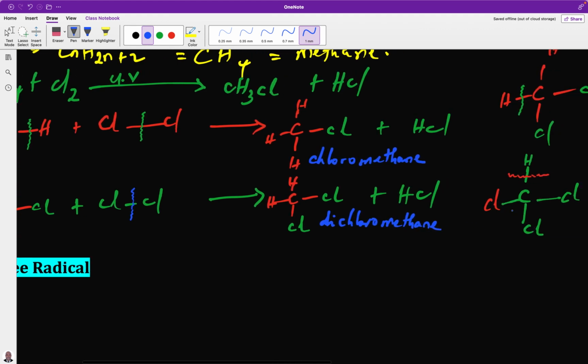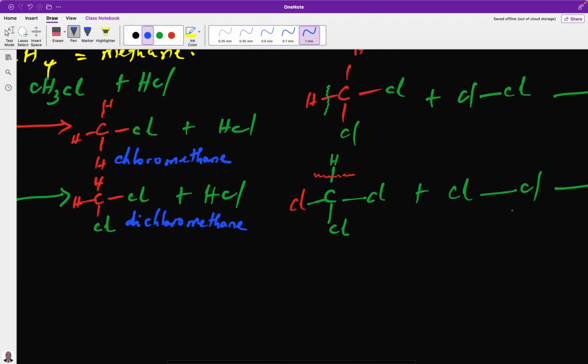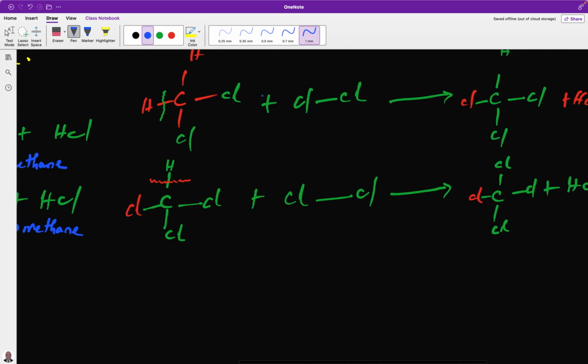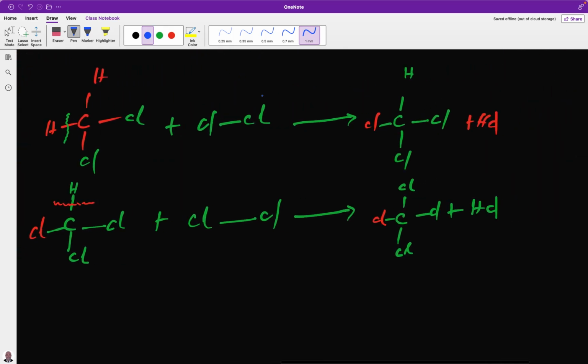Dichloromethane. Now dichloromethane comes here to react with a molecule of what? With a molecule of chlorine again. The dichloromethane, which is this one, now reacts with a molecule of chlorine. What happened? The same procedure occurs.